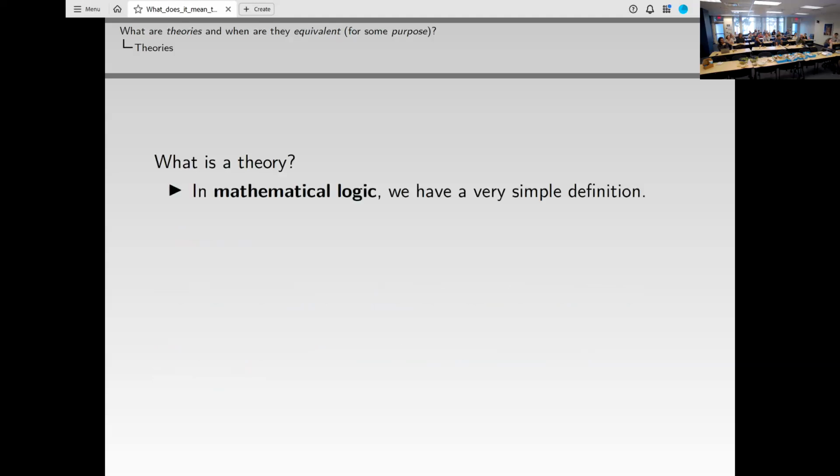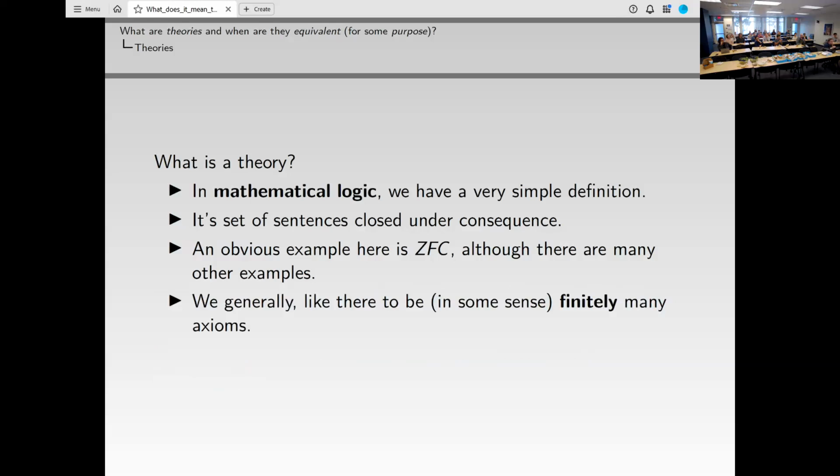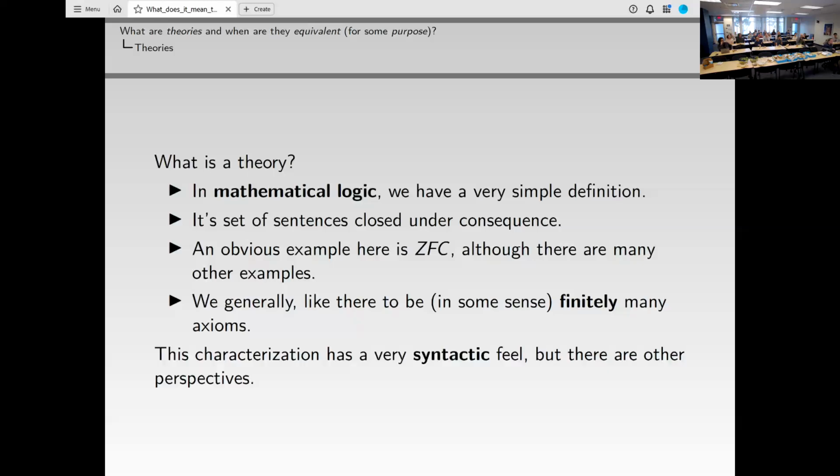Okay, so theories. What is a theory? In mathematical logic, we have a very simple definition. It's a set of sentences closed under consequence. A classic example of this would be ZFC, although there are many other examples. And we generally like there to be, in some sense, only finitely many axioms. Okay, so we like that kind of thing, so we can actually use it.